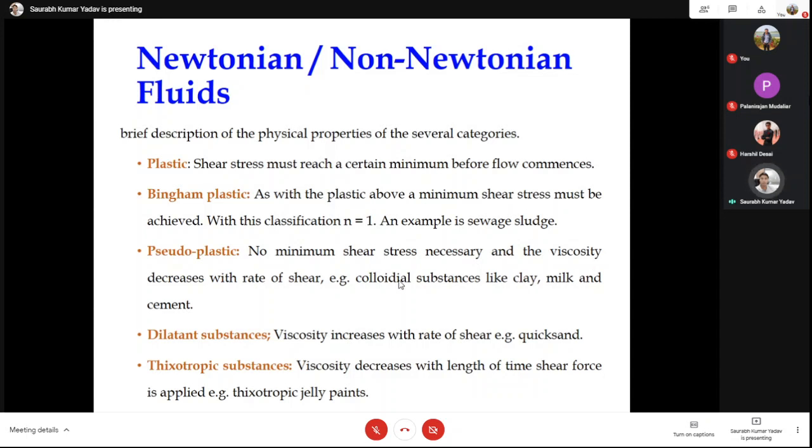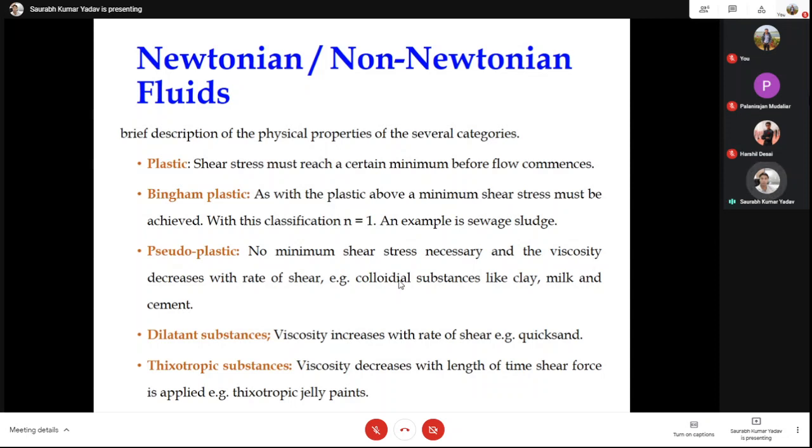Bingham plastic: within the plastic, above a minimum shear stress must be achieved, with a classification n equal to 1. So if n equal to 1, this is characterized as Bingham plastic. Okay, in the plastic the shear stress must reach a minimum level before the flow. So this is an example of Bingham plastic. We have to first apply the stress, then only flow starts.